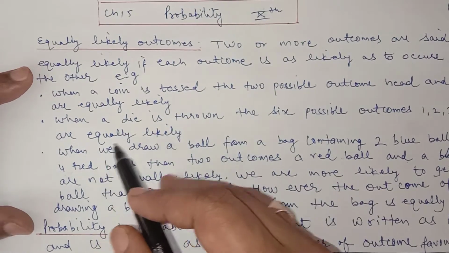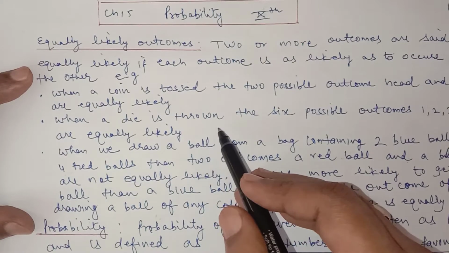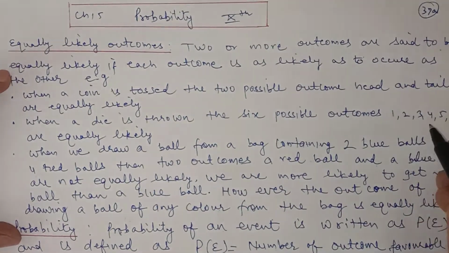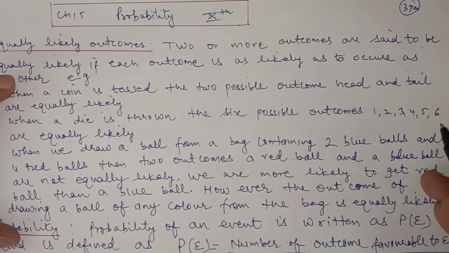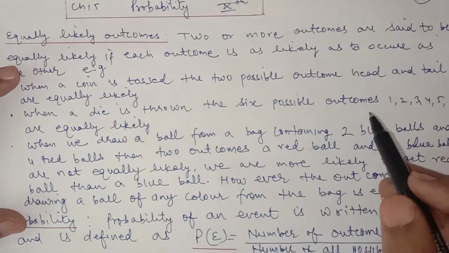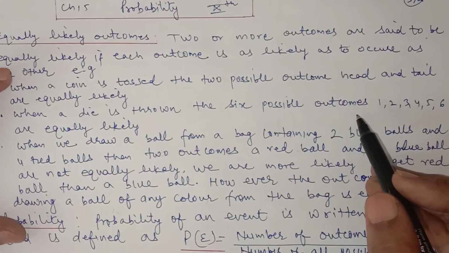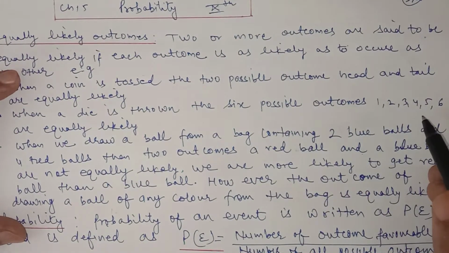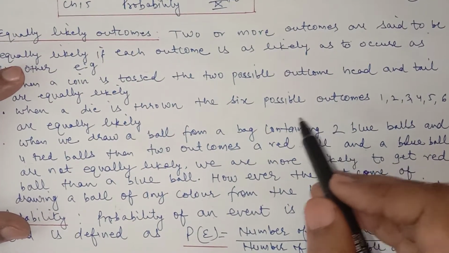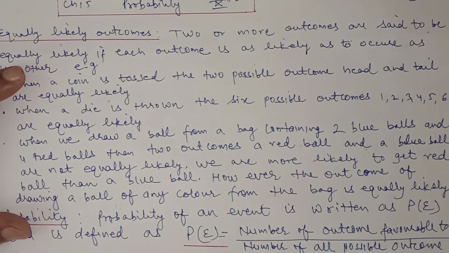Similarly, another example: when a die is thrown, the six possible outcomes on the die are 1, 2, 3, 4, 5, 6. They are equally likely because when you throw a die, we get any number out of 1, 2, 3, 4, 5, 6, and the chance of occurring of each of them is equal. So they are called equally likely.